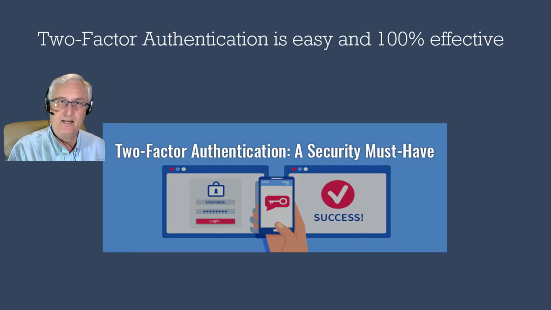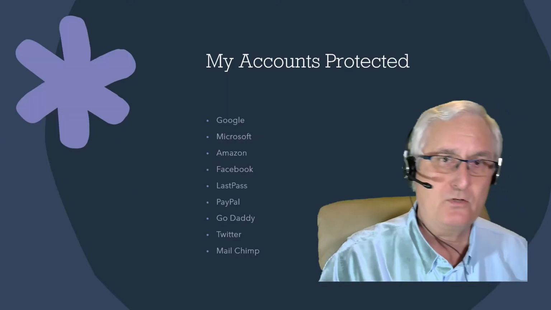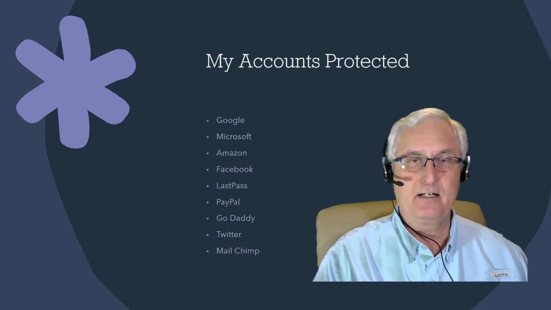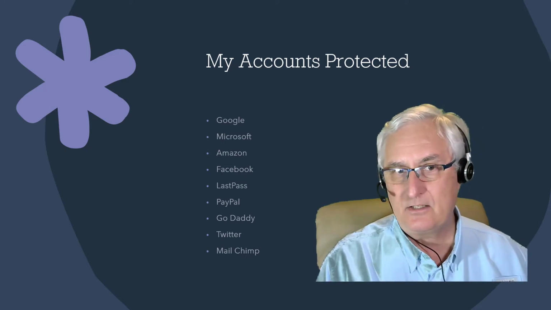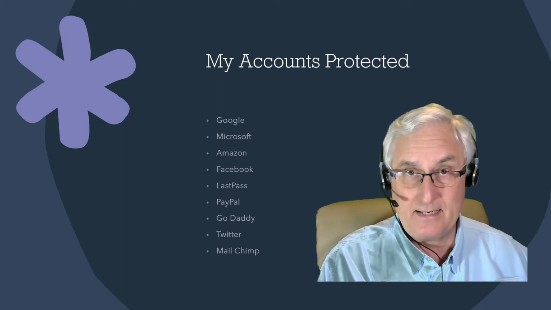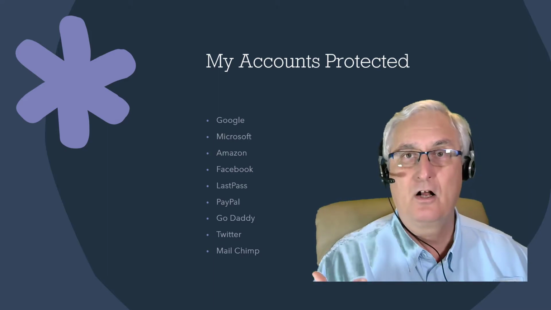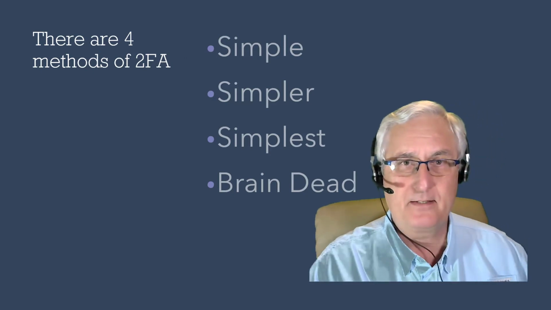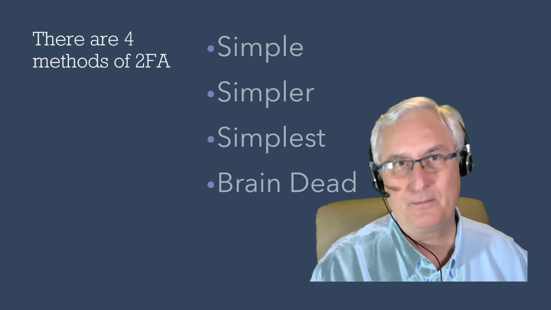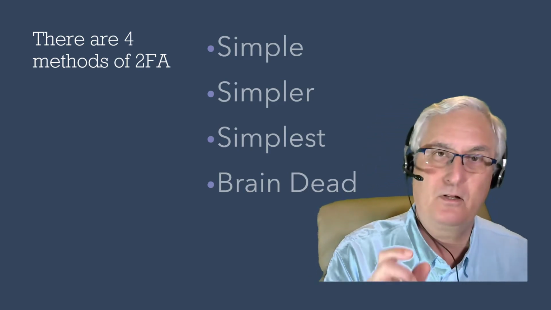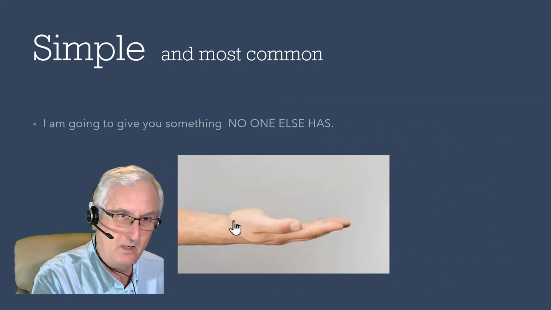So two-factor authentication is easy, and it's 100% effective to prevent what I just discussed. So it is a must-have. Let's have a look. So these are the accounts that I have protected. I have Google, Microsoft, Amazon, LastPass, PayPal, GoDaddy, Twitter, and MailChimp. Those all are my accounts that I have two-factor authentication enabled on. So there are 4 methods. There's the simple, the simpler, the simplest, and the totally brain dead one. All right. So let's go to the simple one first.